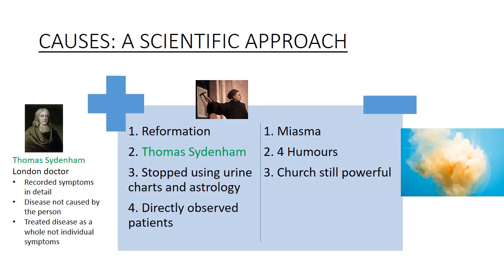They also began to stop using urine charts and astrology, and used much more direct observation of patients. Things that did continue during Renaissance times and became even more prevalent was the idea of miasma, bad smells causing disease. Foul humours still lingered on, propagated by the church, which even though it was being challenged, was still incredibly powerful at this time.